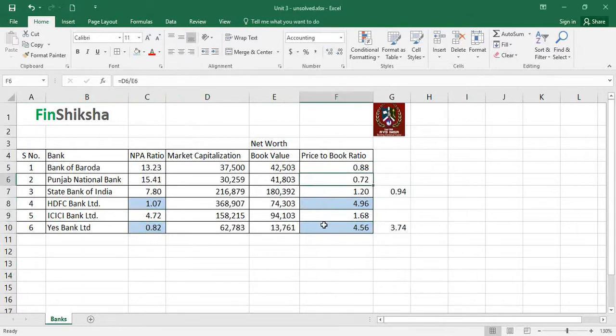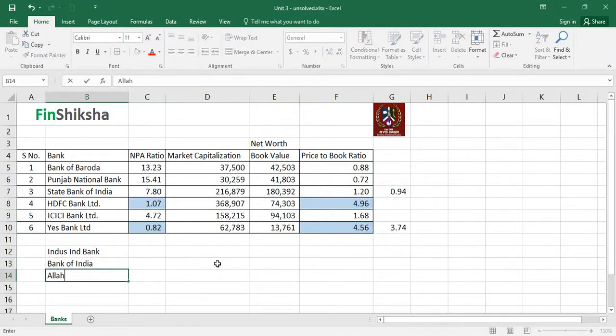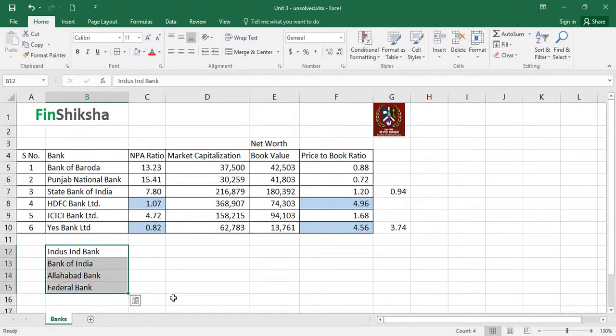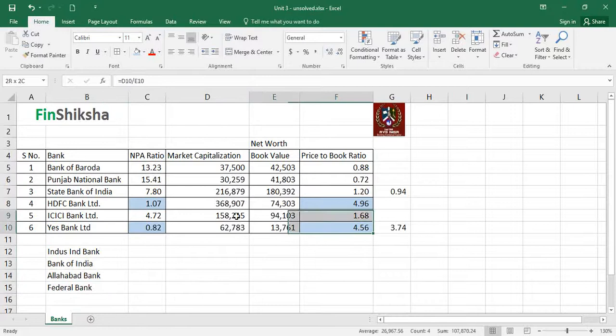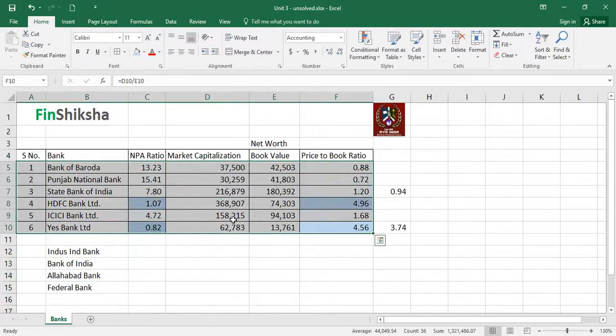You can look at this for other banks as well. As a quick exercise, you can try and find out what's the scene with IndusInd Bank, what's the scene with Bank of India, what's the scene with Allahabad Bank, and probably, let's say, another private sector bank that you can get your hands on, which could be, let's say, a Federal Bank or Kotak Mahindra Bank. You could try and do that for these four companies as well in terms of your data. This is the data which is available that we have seen in terms of price to book.